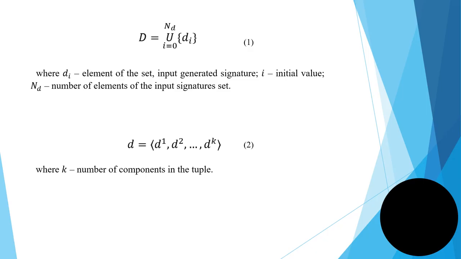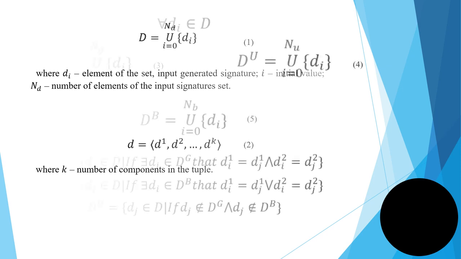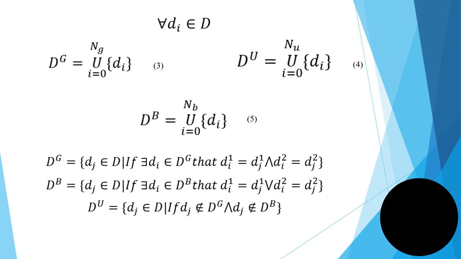The packet signature will allow you to uniquely identify the source of the traffic that initiates it, determine the size of the packet and the time when it was analyzed. The packet signature will be represented as a multi-component tuple, 2, where K, number of components in the tuple. Each generated signature will belong to the set D.